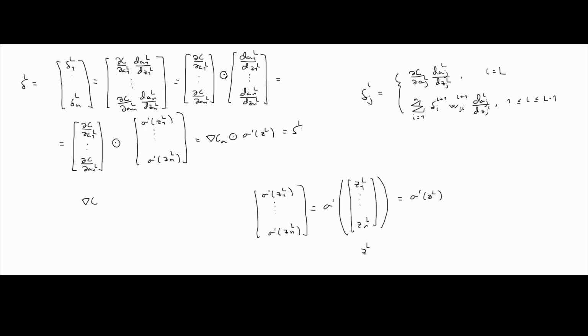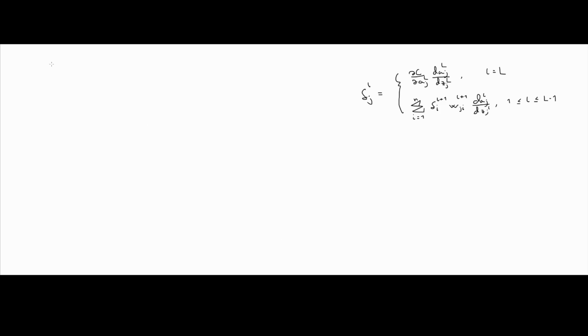Next in line, we can find the delta vector for some arbitrary hidden layer. So for some arbitrary hidden layer, we can define a vector where the first entry is the delta term for the first neuron in this hidden layer given by L, all the way down to the delta term in the nth neuron. And we see from this formula that such a delta term is given by this expression. So we can represent this vector as follows.